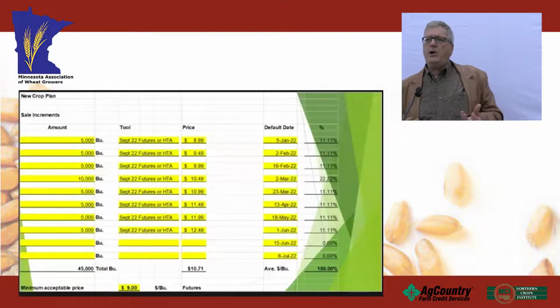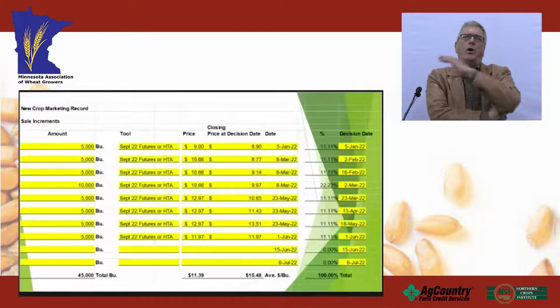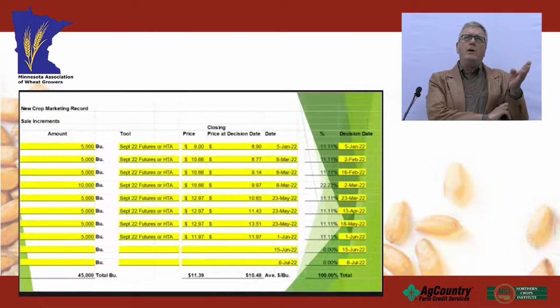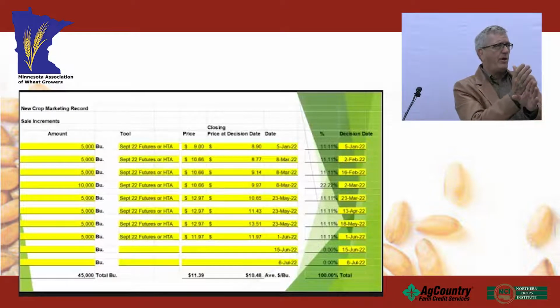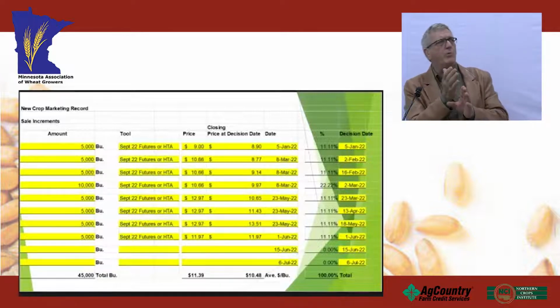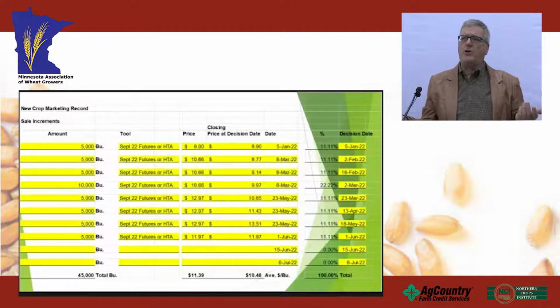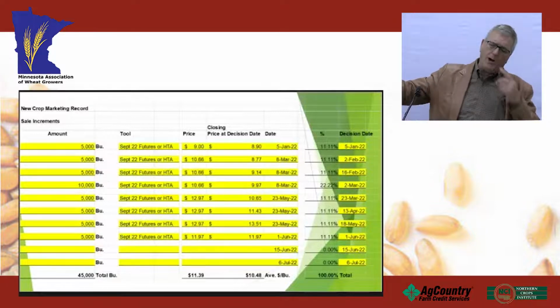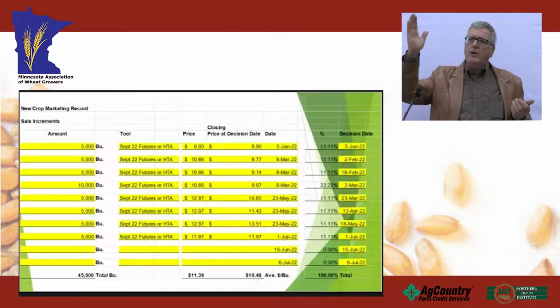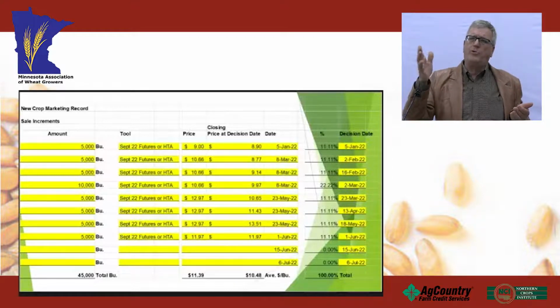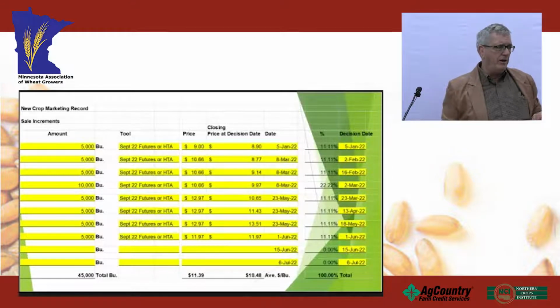So what I've done here is I've gone in and said, all right, I'm going to take a look at how we would have implemented this plan, based on the delays that we put in to allow us flexibility in an upward trending market, versus if we would have just sold on the calendar decision dates. If you look at the far right-hand side, those are the decision dates, and you'll notice what the price was at closing on that decision date.